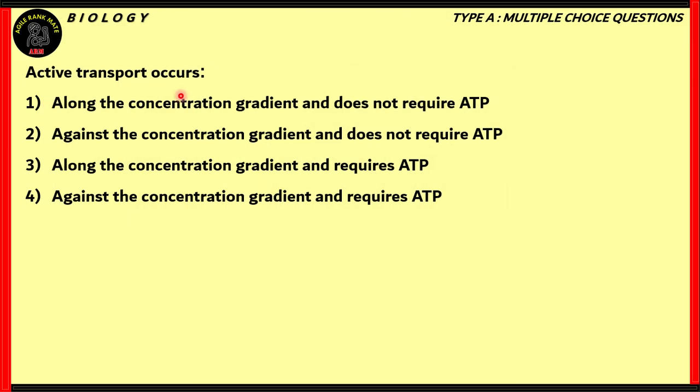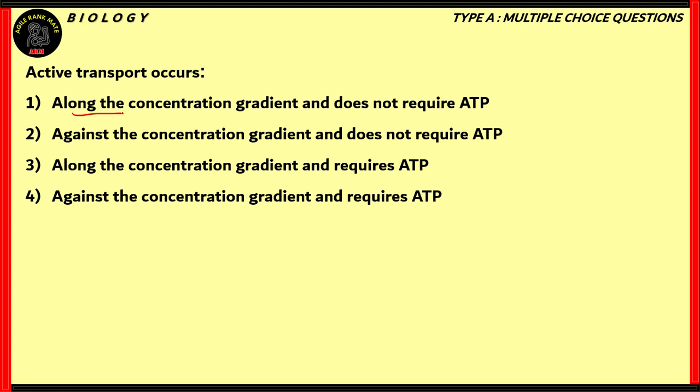Active transport occurs along the concentration gradient and does not require ATP, against the concentration gradient and does not require ATP, along the concentration gradient and requires ATP, against the concentration gradient and requires ATP. So, how do we solve this question?